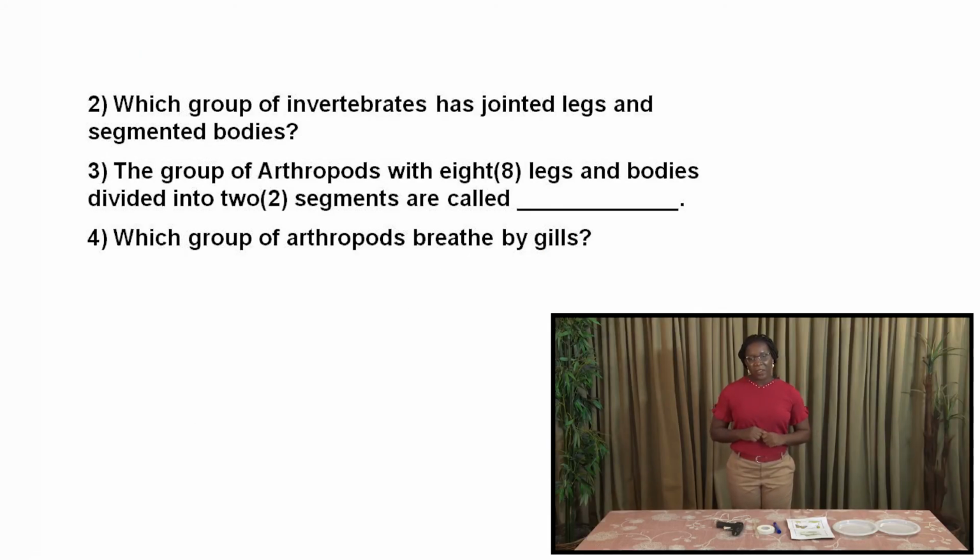Number 2. Which group of invertebrates has jointed legs and segmented bodies? Number 3. The group of arthropods with 8 legs and bodies divided into 2 segments are called. Number 4. Which group of arthropods breathe by gills?